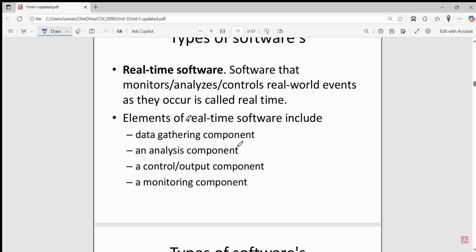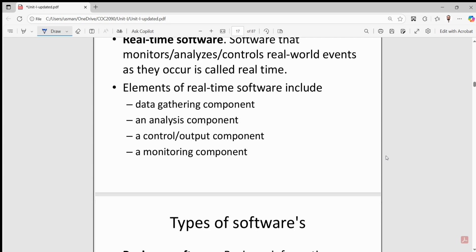So this real-time software should include a data gathering component. That means they can gather the data, and an analyzing component to analyze that data, so that we understand what the data is and how the data has been changing. Then the control and output component, that means the system should have a control unit and an output unit, and a monitoring component, so there should be something which can be monitored. Okay, so these are the four basic components that a real-time system should have.